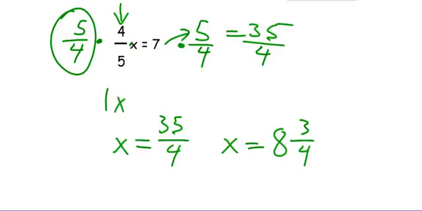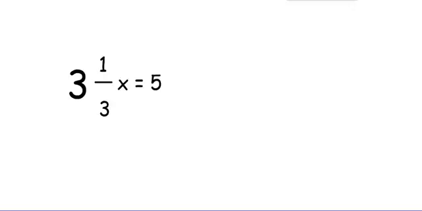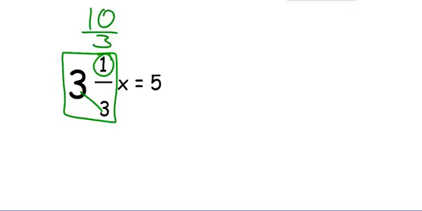Today we want to take the next step further and throw in a mixed number. And just like when we multiplied and divided mixed numbers before, our first step needs to be taking our coefficient that's a mixed number and turning it into an improper fraction. So 3 times 3 is 9, plus 1 is 10, and so my problem really says 10/3 times x equals 5.